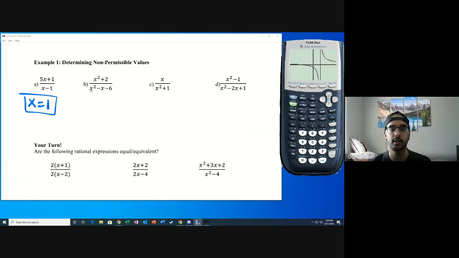Okay, if I do that for b, it's a little bit more tricky. I've got a quadratic equation or quadratic expression now underneath.